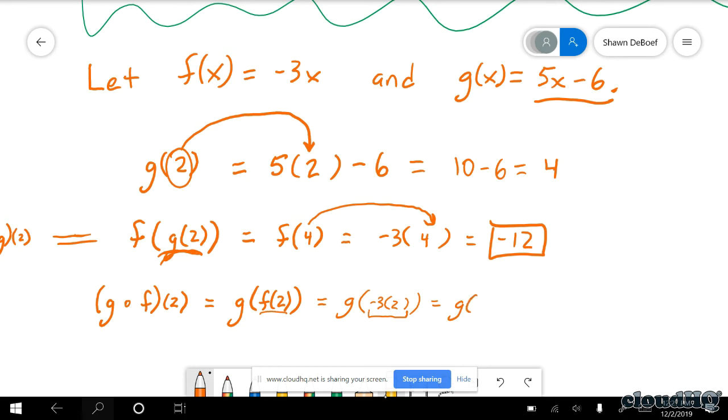So I still have this G. I haven't done anything with that G. It's still out front. And I had plugged 2 in for F to get an answer of negative 6. And now I have to take that negative 6 and plug it into the G. So G says 5 times x, but replace the x. The function said 5x minus 6. So now I get negative 30 minus 6, which is negative 36.